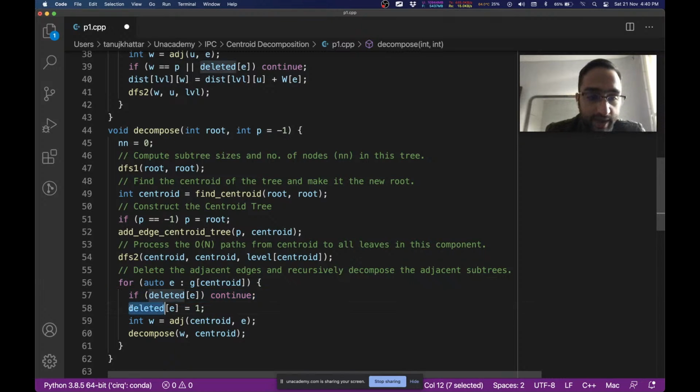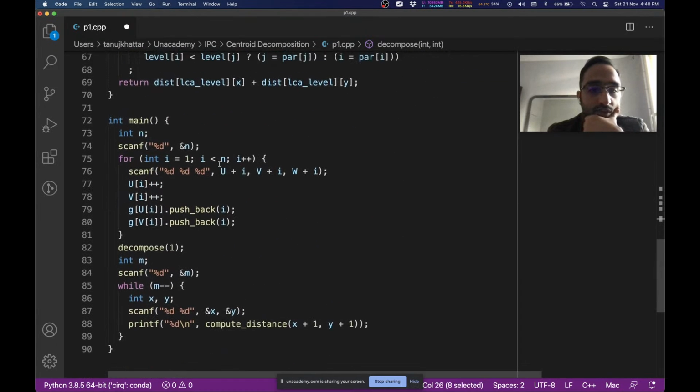If the edge is not deleted, I delete the edge by just marking it deleted. So I mark delete equal to 1. I find the adjacent vertex, and I call decompose on the adjacent subtree with the current centroid as the parent. So the idea is that whatever centroid tree is formed by calling decompose on the smaller subtree, that small centroid tree should be attached as a child to the current centroid. Okay, so therefore I pass the current centroid as a parent. This is how the decompose function works.